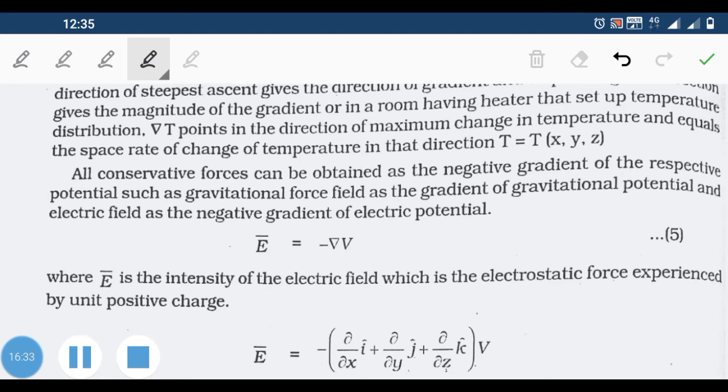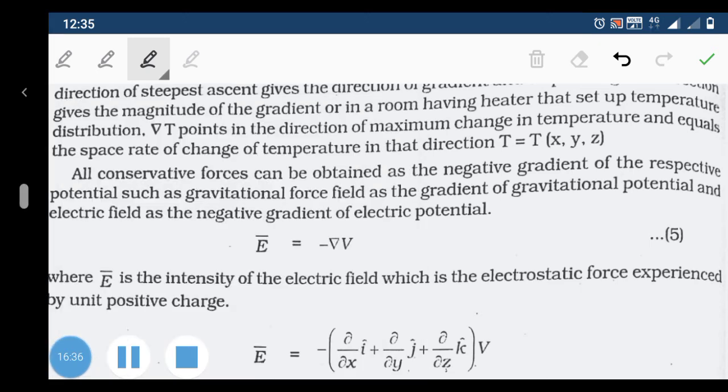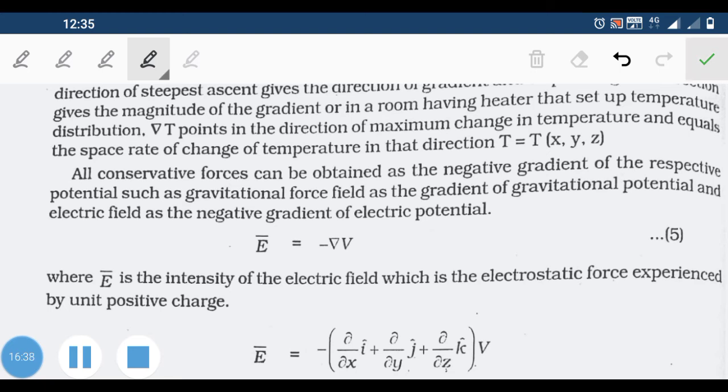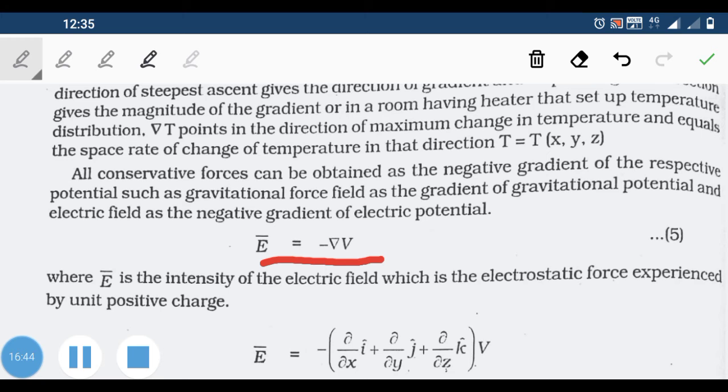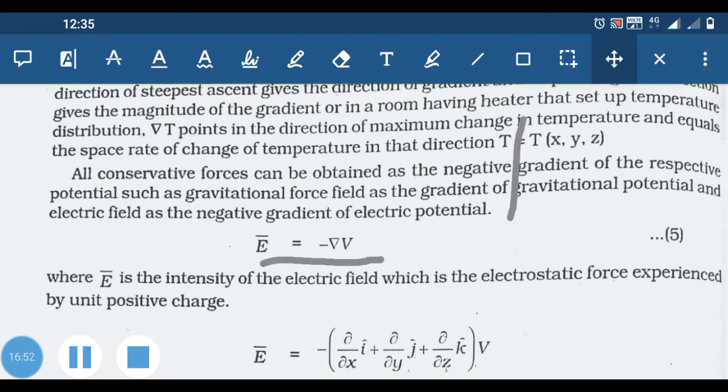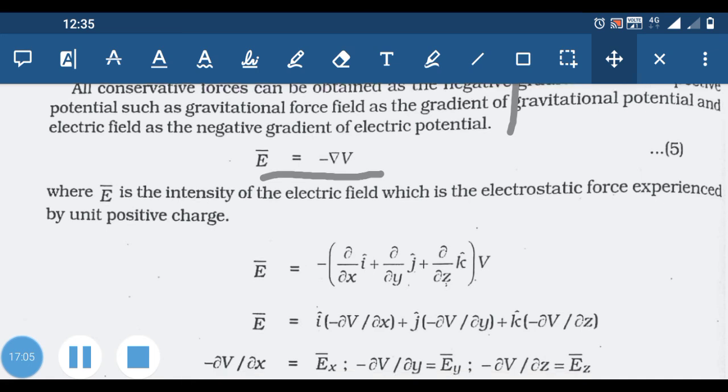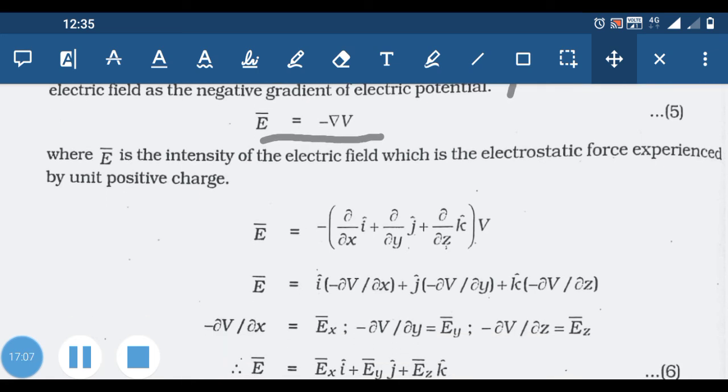So we can represent E, any E, as the negative gradient of a potential. E is equal to minus grad V, where E is the field and V is the potential. For any type of conservative force, the corresponding field and potential are related by this equation. If it is the electrostatic field, then it corresponds to the electrostatic potential. If E is given, then you can take E as the minus gradient of potential.